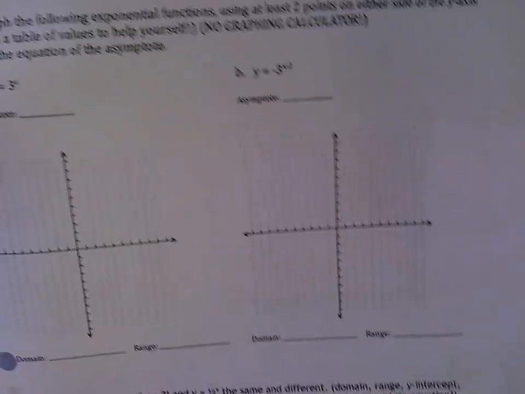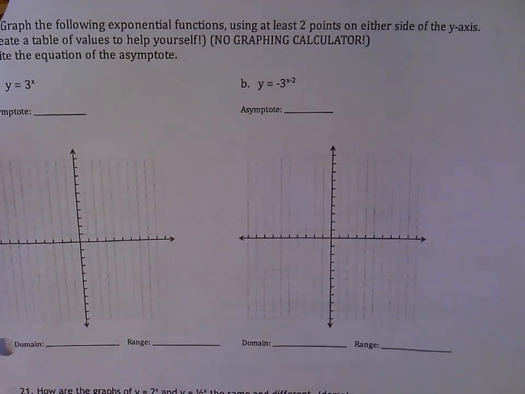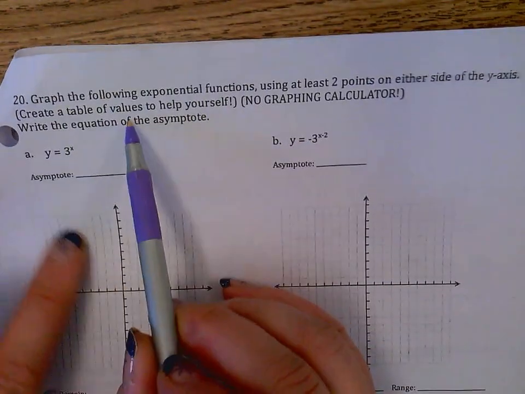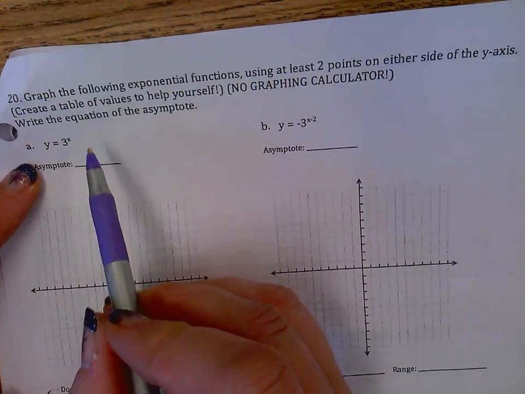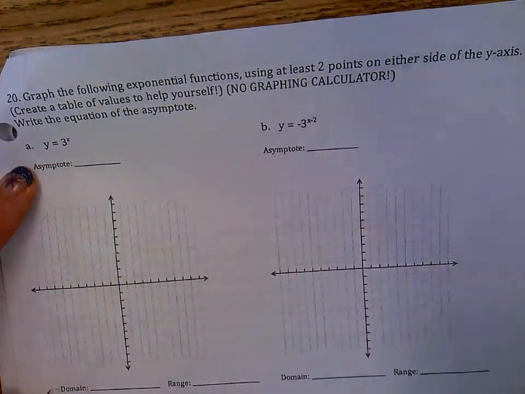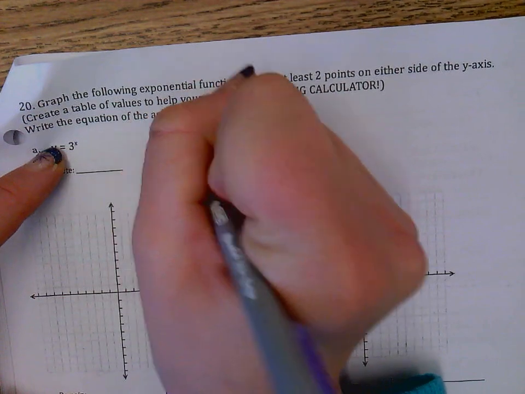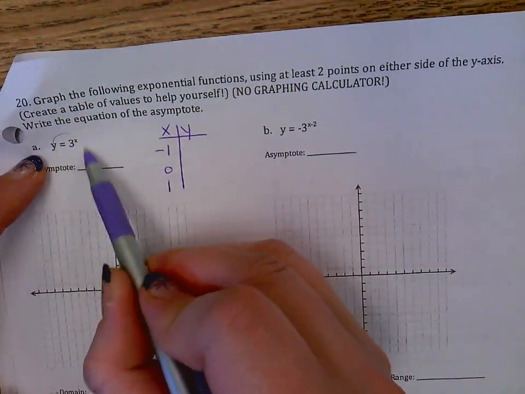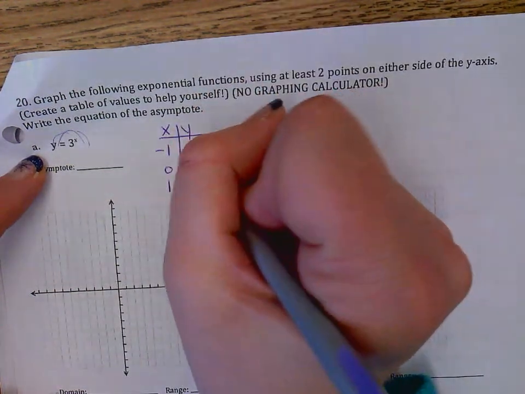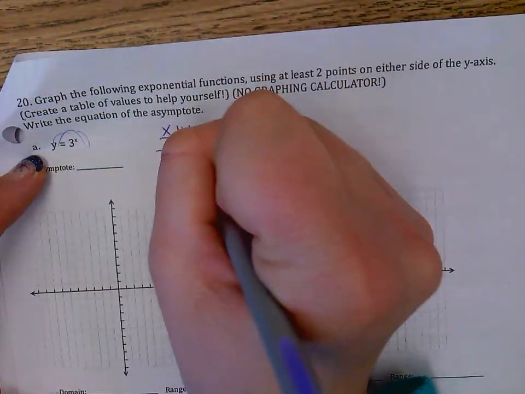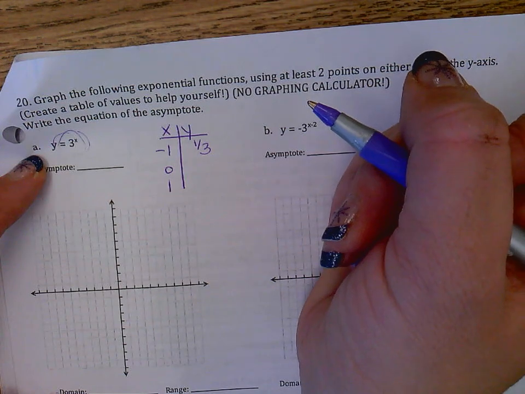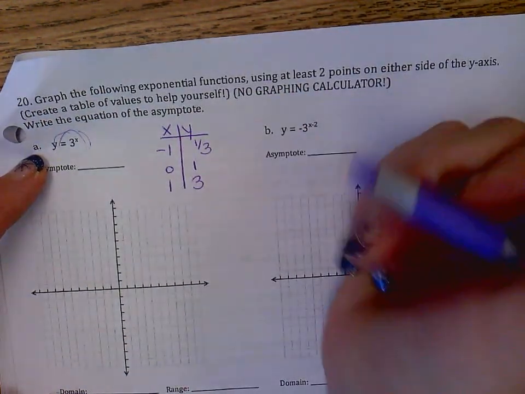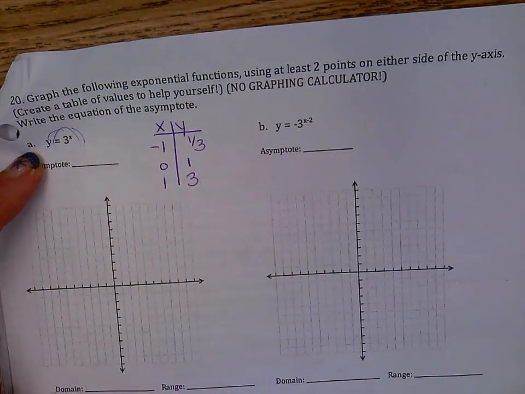All right, graphing, another strategy that you need to be able to do. Graph the following exponential functions. So create a table of values. I always recommend starting with -1, 0, and 1. And these are all 3 to the x. So if I plug in -1, I get 1/3 because I get the reciprocal. If I plug in 0, I get 1. And if I plug in 1, I get 3.